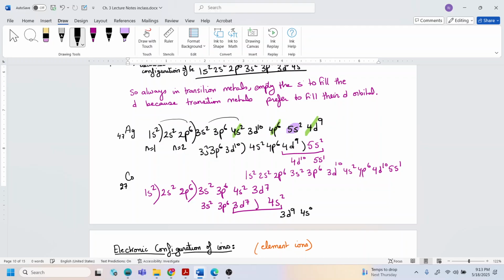You can either put 4s0 or leave out the 4s. You don't even need to mention the 4s. So simply it's going to end in 3d9. But the reason why I put the 4s0 is just to show that electrons in the 4s were there, but I took those electrons in order to fill the d orbital of the transition metal.